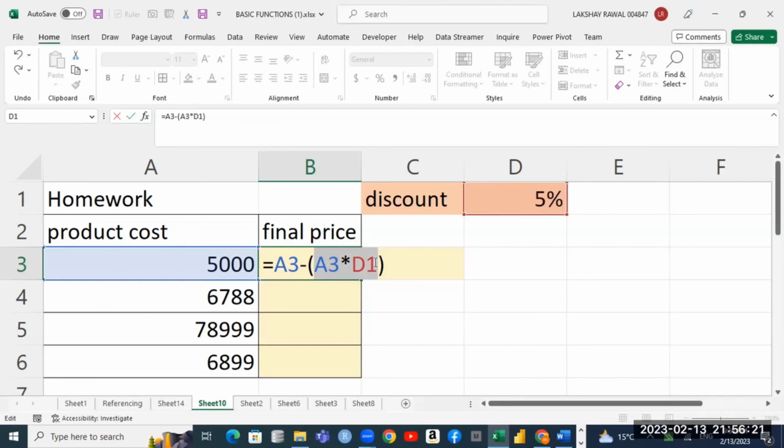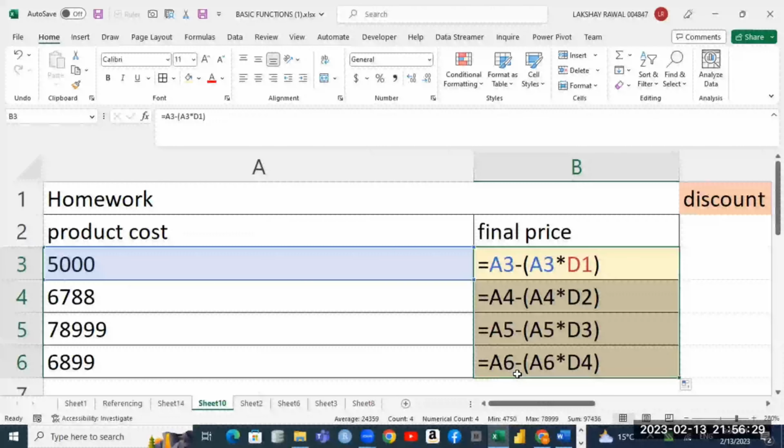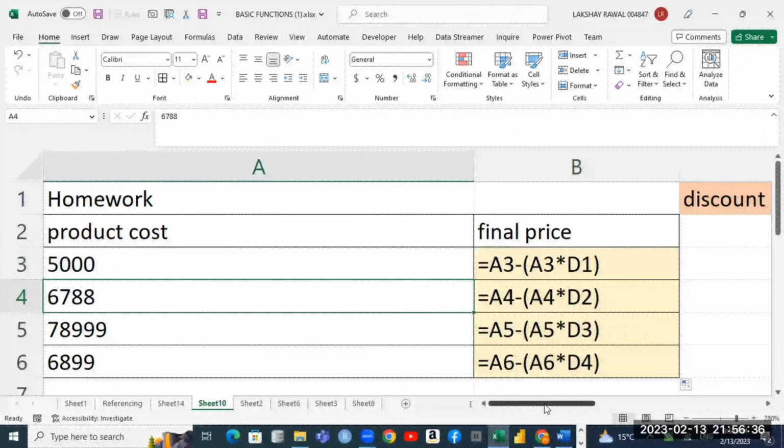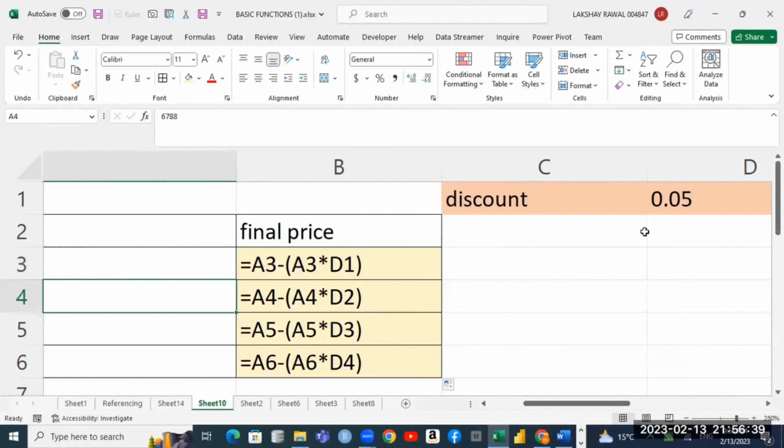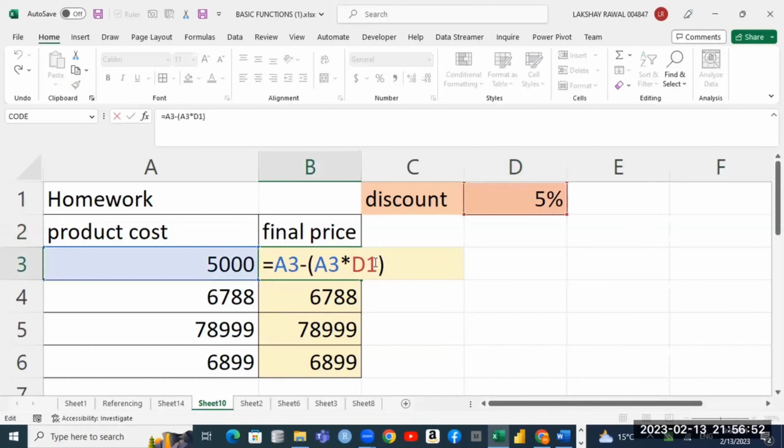We need to put a dollar sign, because if I drag the formula like this, A3 minus A3 into D1, when I come to A4 it becomes A4 into D2. What is in D2? D2 has nothing. So we need to freeze D1. We put F4.